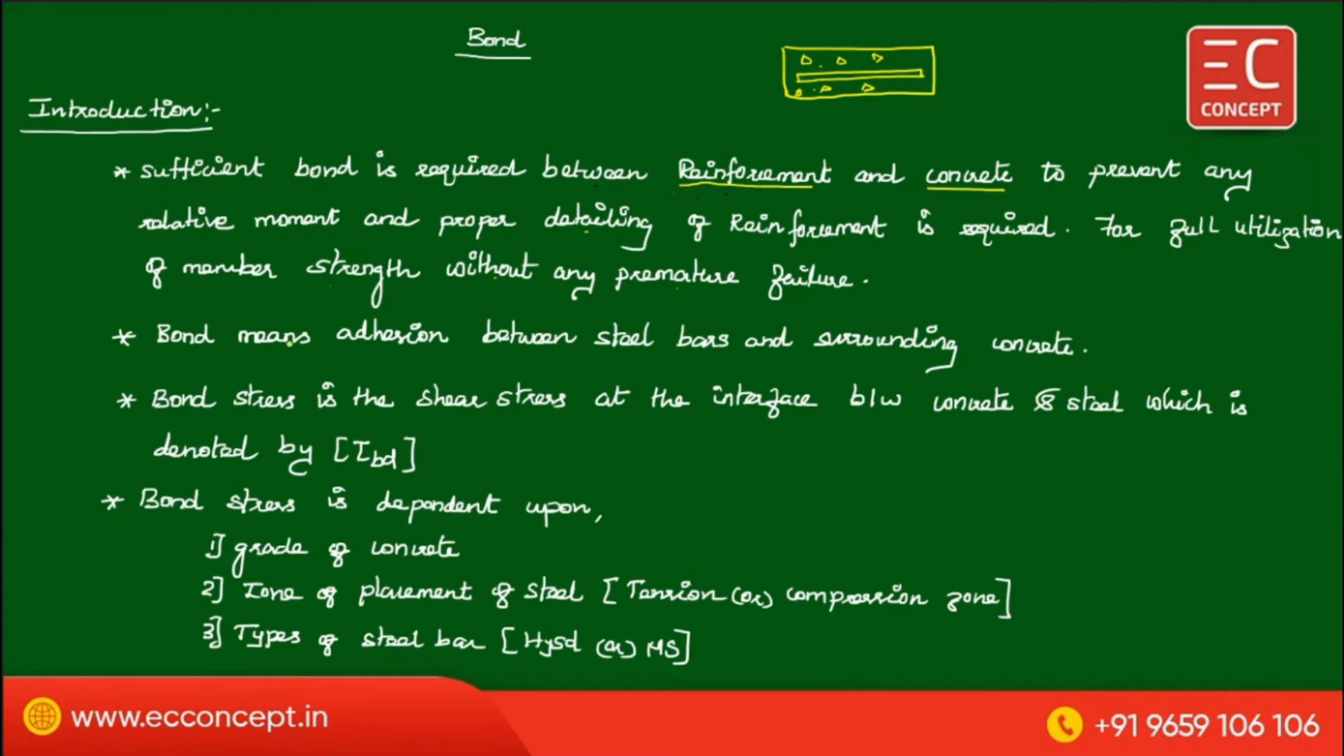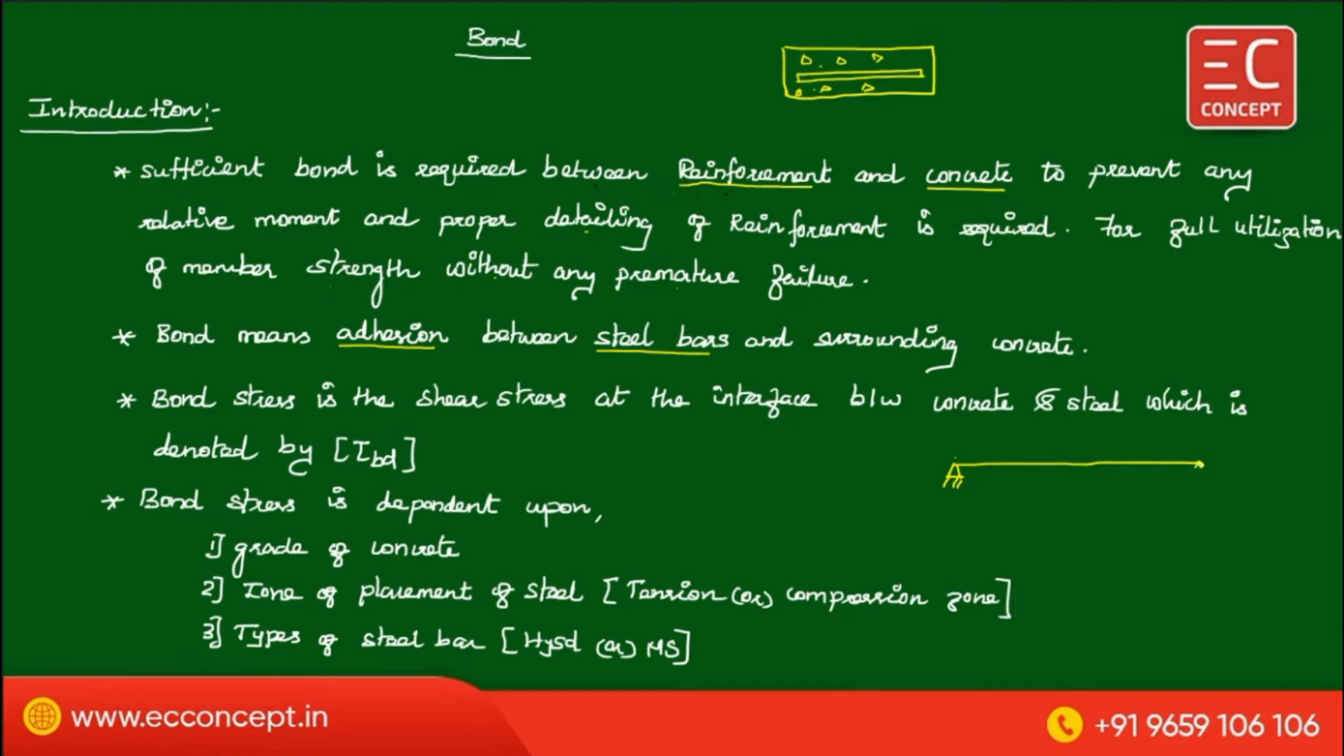Bond means, and this is an important point, adhesion between steel bars and surrounding concrete. Bond stress is the shear stress. Be careful: bond stress is the shear stress at the interface between concrete and steel, which is denoted by tau BD. What is the meaning of this? It's a shear stress.